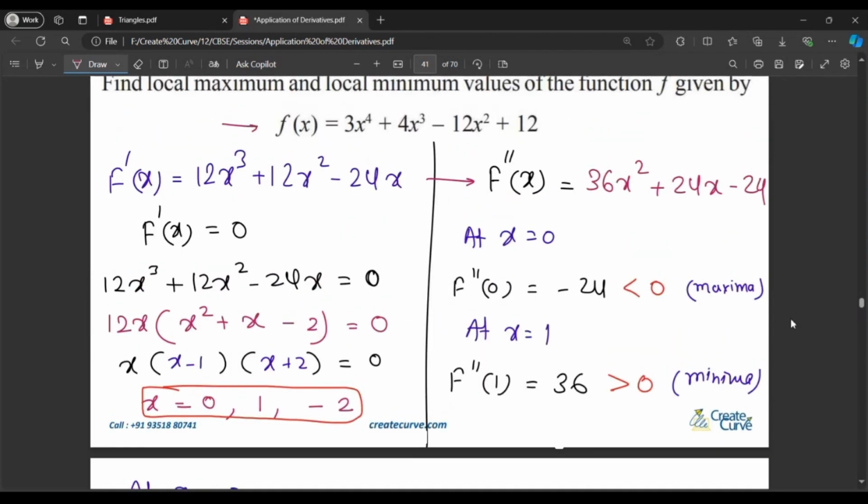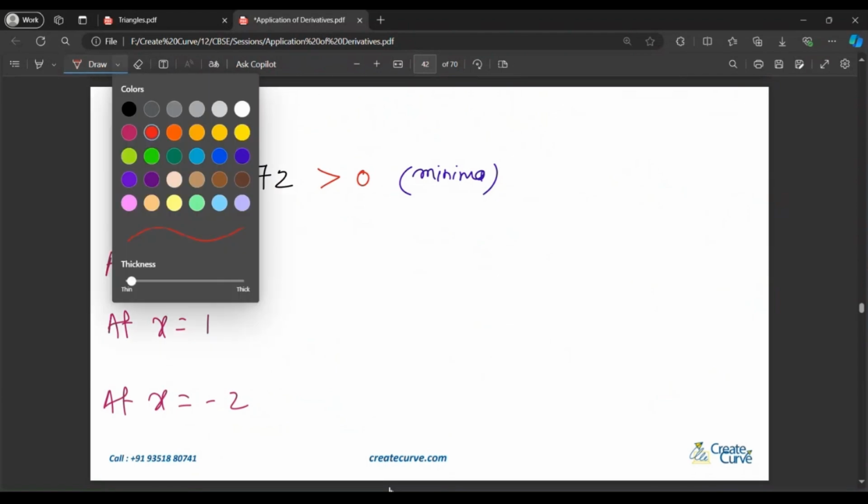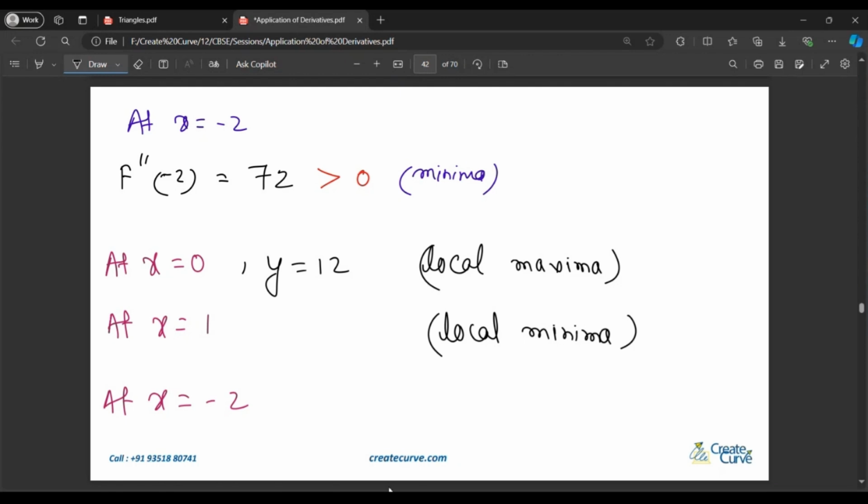Main function, we have to substitute to get the y value. So what is the y value coming as? For 0, I think it's easy. What is the y value for 0? 12. So we will write here at x is equal to 0, comma, y is equal to 12, and this is the point for local maximum. At other points, we are getting local minimum for both these things.